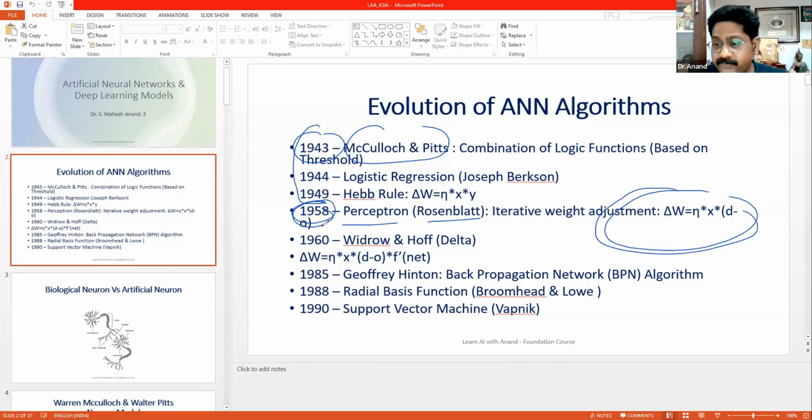Look at the year 1958 itself: the foundation of the gradient descent concept emerged, and people had already started adapting it in linear regressors and logistic regressors. As I told you, a neural network without a hidden layer is equivalently treated as a linear regressor or logistic regressor. The hidden layer concept was introduced by Widrow-Hoff, again around 1960.